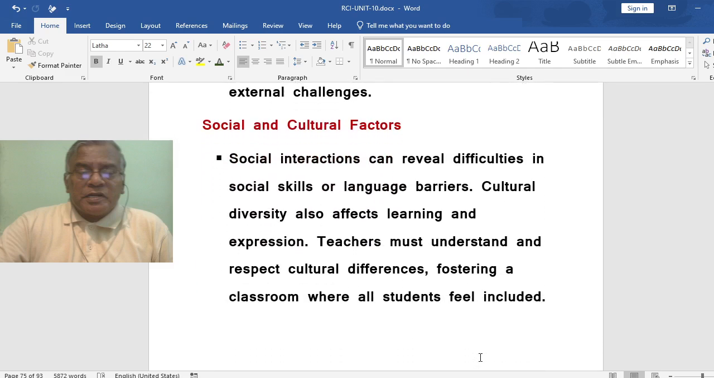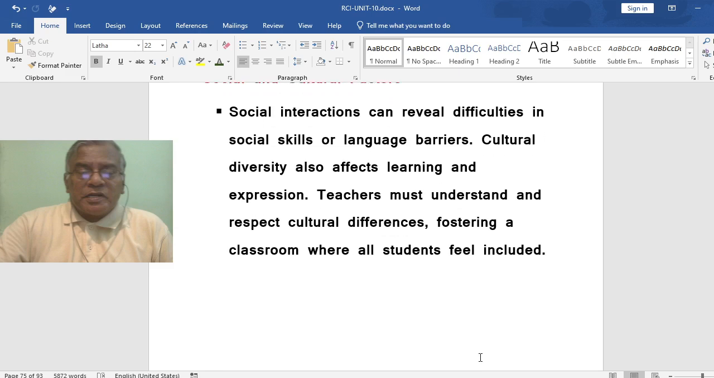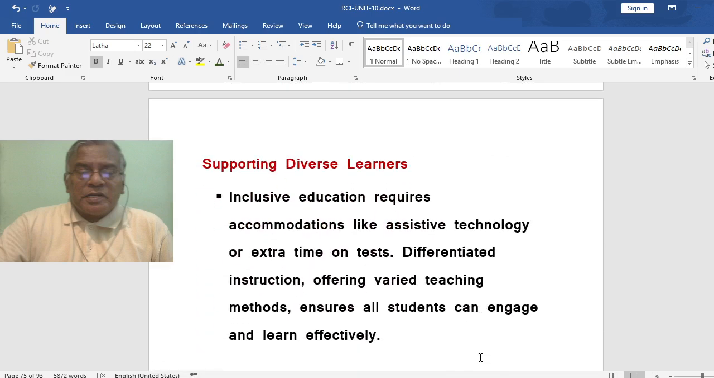What are the social and cultural factors regarding disability? Social interactions can reveal difficulties in social skills or language barriers. Cultural diversity also affects learning and expression. Teachers must understand and respect cultural differences, fostering a classroom where all students feel included.